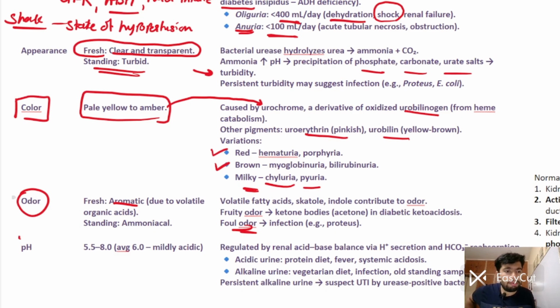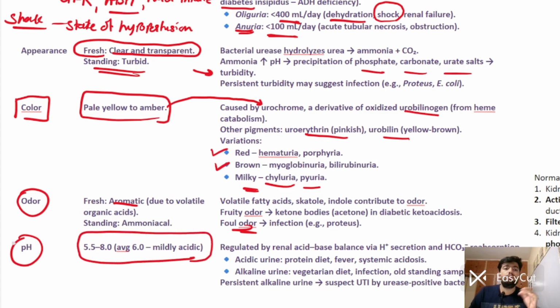Okay, what is normal pH? Normal pH, you can note, is mildly acidic, that is the average is 6.0, and 5.5 to 8 is the range of pH of urine.